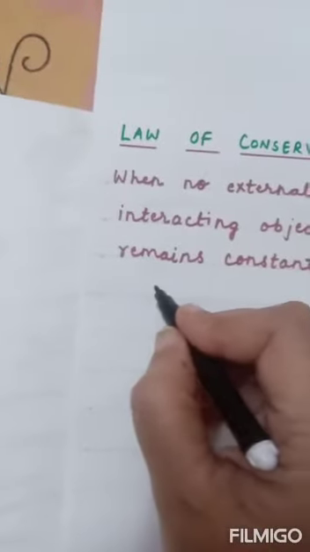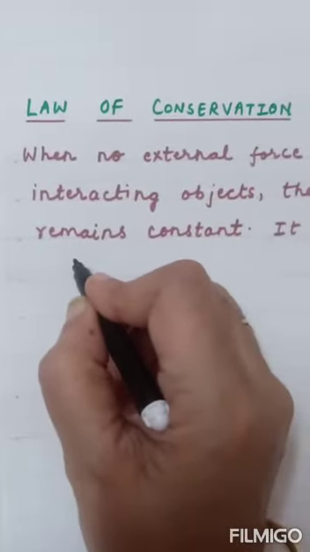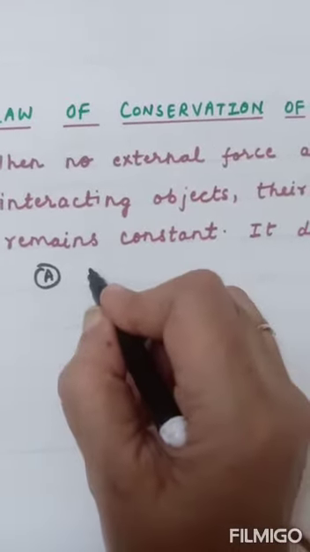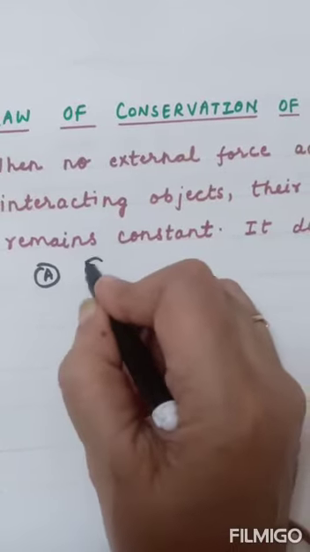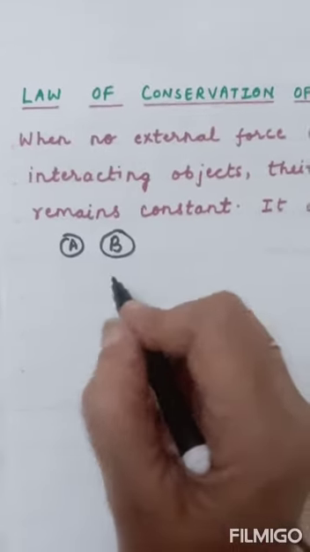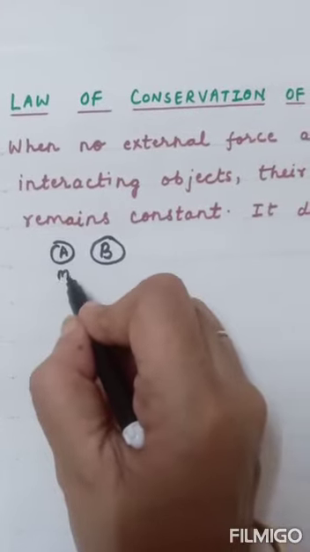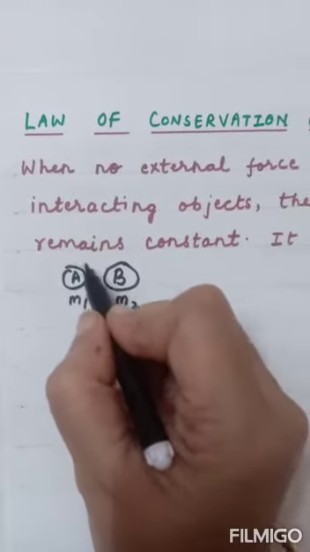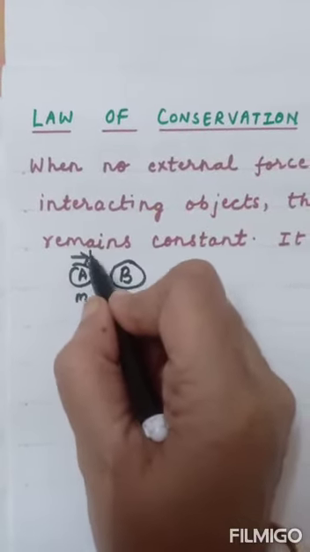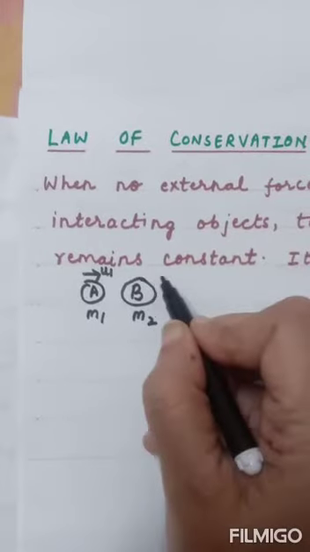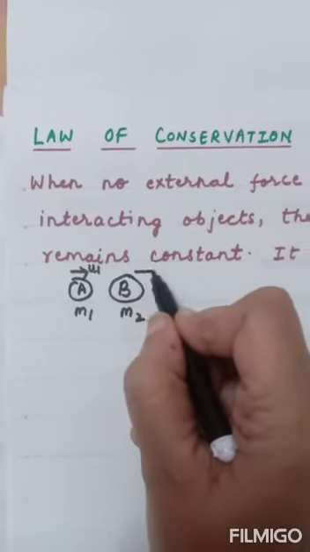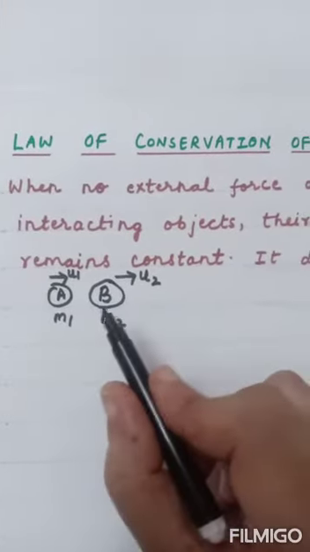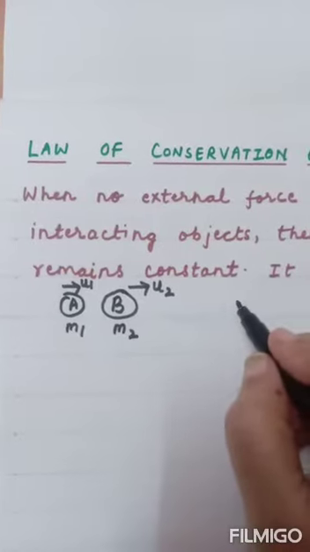Consider two objects A and B. They have mass m1 and m2 respectively. Object A is moving with initial velocity u1 and object B is moving with velocity u2. Let's suppose u1 is more than u2.